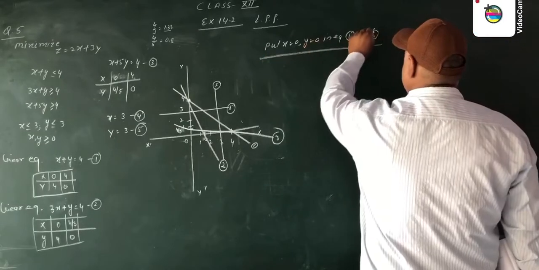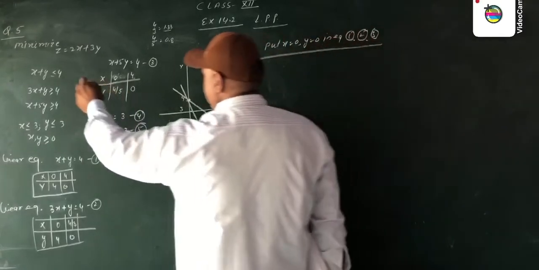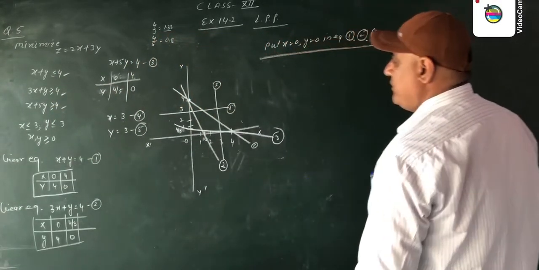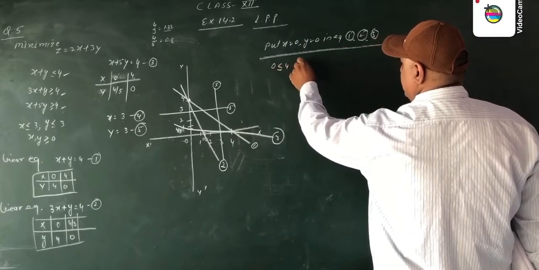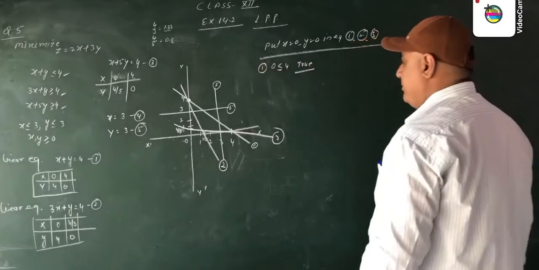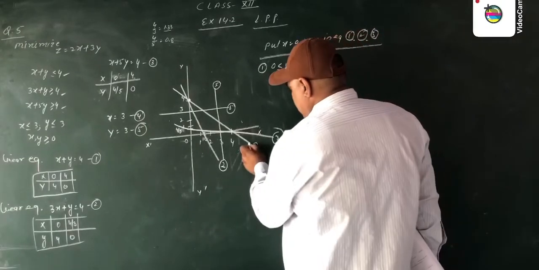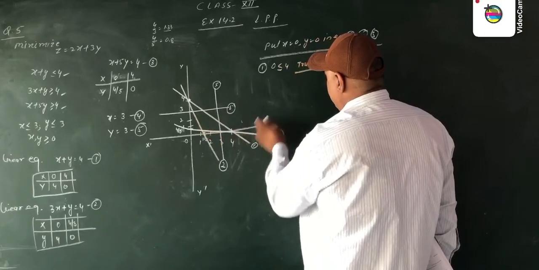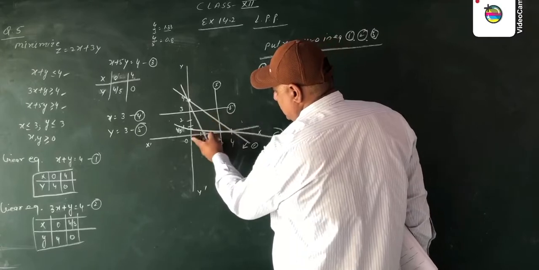After we discuss these results, we put the values into the equations. This is equation first, second, third. In the first equation we put x equal to 0, y equal to 0: 0 is less than or equal to 4. Yes, it is true. Since it is true, we take the area toward the origin. This is the graph of equation first. Now, it is true, so the area lies toward the origin. Now the origin is this point.